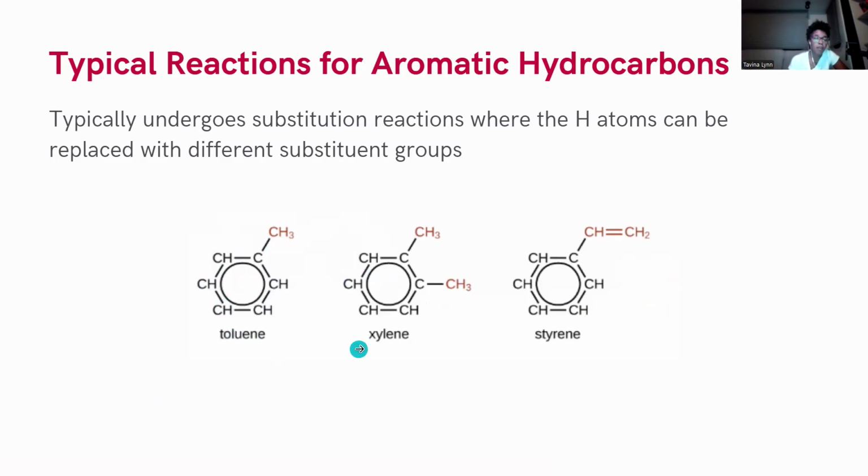We have different names based on where these substituent groups are located, right? If we have a methyl substituent group, this is called toluene. Xylene, if we have two methyl groups at two different positions. If we have this ethene functional group, we have styrene.